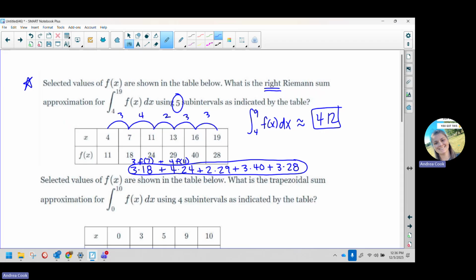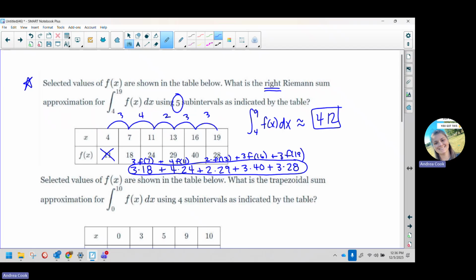All right, so this one is just 2 times f of 13 plus 3 times f of 16 plus 3 times f of 19. Sometimes when I do these problems, when they tell me it's right rectangle, I immediately cross out my left endpoint because I know I'm not going to use it. And that helps me remember, if I use that, I did something wrong.